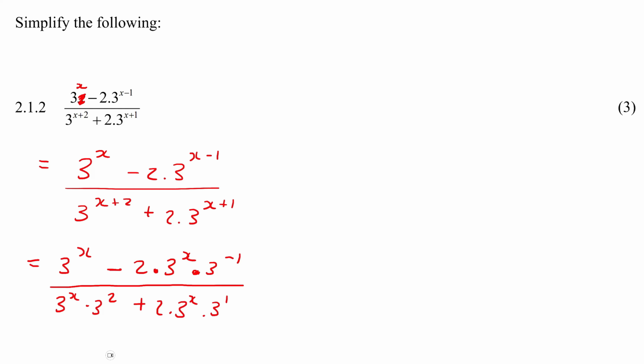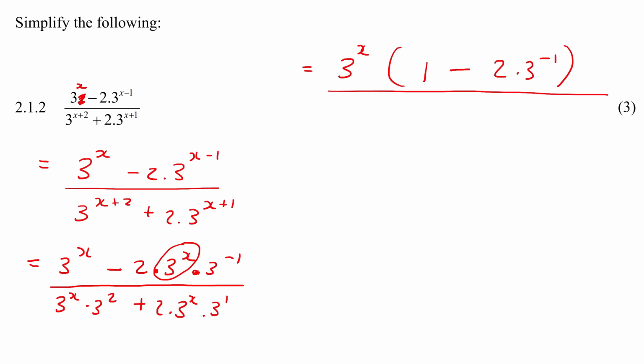The next step we can do is we can take out a common factor. Can you see there's a common factor of 3x in both terms at the top? So we're going to take that out. What we're going to be left with is 1. Because when you take a 3x out of here, you're just going to be left with 1. And then what are we left with over here? Well, we still have a 2 and a 3 to the minus 1. Okay. At the bottom, we're going to also take out a common factor of 3 to the x. And then we're just going to be left with 3 to the 2 plus 2 times 3. Okay, the reason we did that is so that these can cancel.